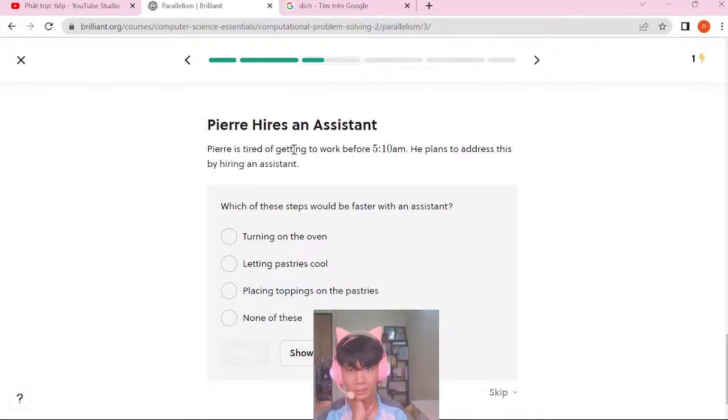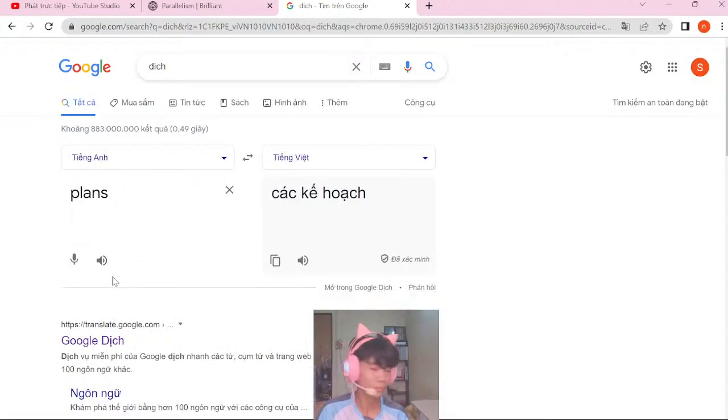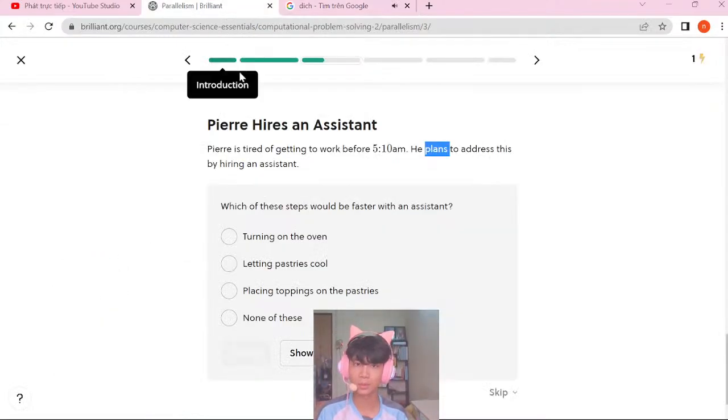Pierre tried to get to work before 5:10 a.m. Plans to address this by hiring an assistant, which of these steps would be faster with us turning on the oven.